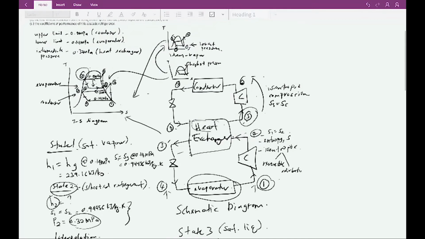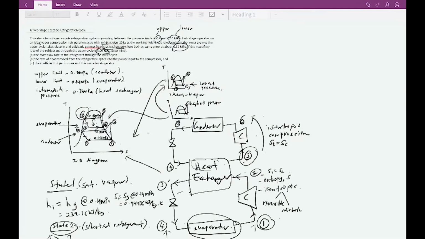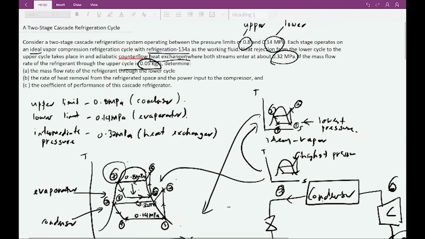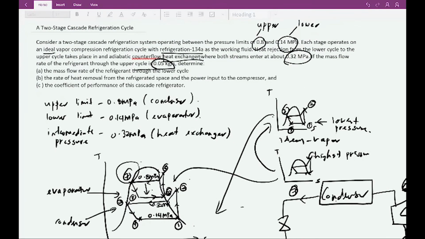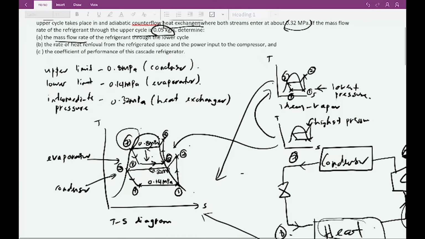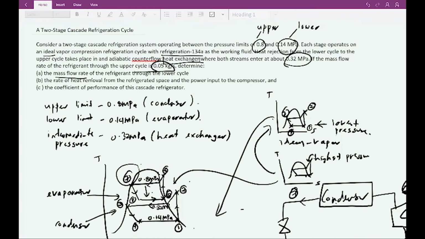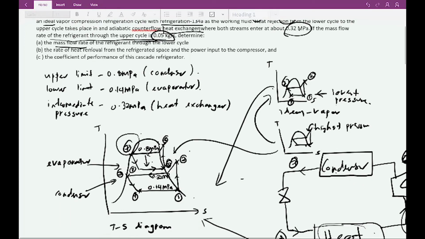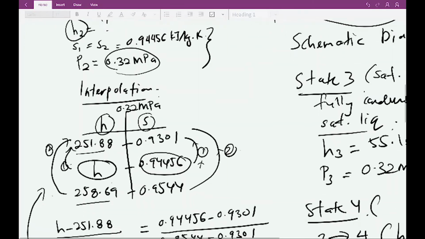So now we start to look at questions A, B, and also C. Go back to question A: the mass flow rate of the refrigerant through the lower cycle. Based on the information given, we have used 0.8, 0.14, 0.32 megapascal. The last information that we haven't used is the mass flow rate of the refrigerant through the upper cycle, which is 0.05 kilogram per second.